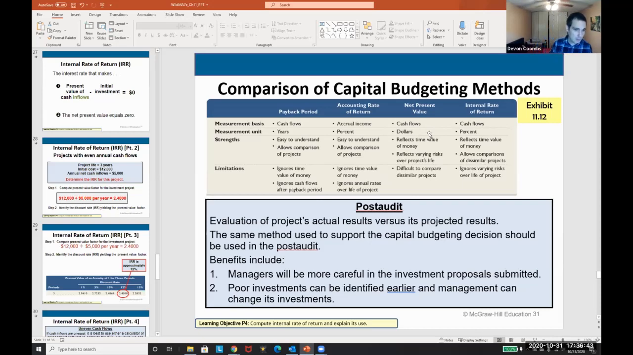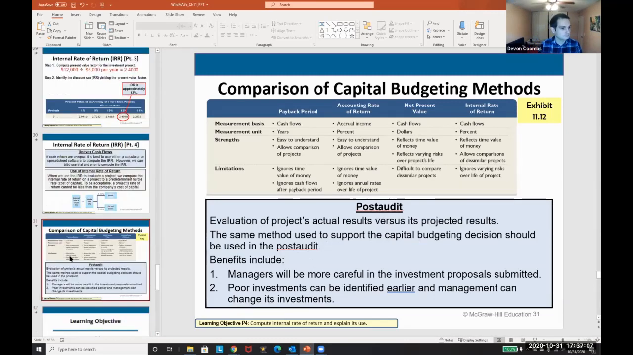So we want to use all of these in order to evaluate the project. And then afterwards, we have something called a post-audit or post-mortem. We determine how accurate our calculations were and if our decisions were correct. And so the same method used to support the capital budgeting decision should be used post-mortem, post-audit, to identify if we're making good investment decisions.